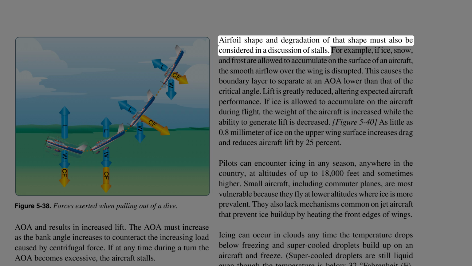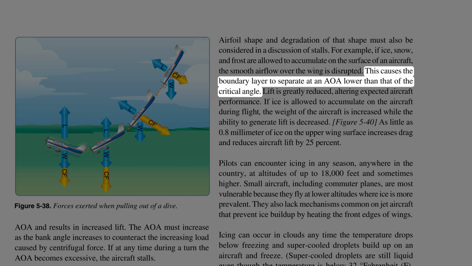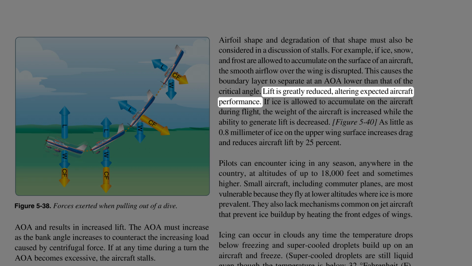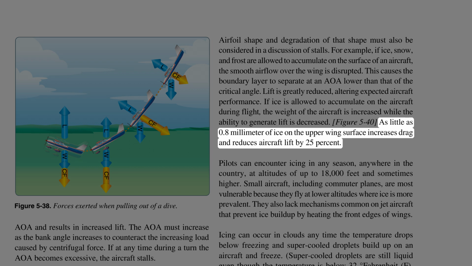Airfoil shape and degradation of that shape must also be considered in a discussion of stalls. For example, if ice, snow, and frost are allowed to accumulate on the surface of an aircraft, the smooth airflow over the wing is disrupted. This causes the boundary layer to separate at an AOA lower than that of the critical angle. Lift is greatly reduced, altering expected aircraft performance. If ice is allowed to accumulate on the aircraft during flight, the weight of the aircraft is increased while the ability to generate lift is decreased. As little as 0.8 mm of ice on the upper wing surface increases drag and reduces aircraft lift by 25%.